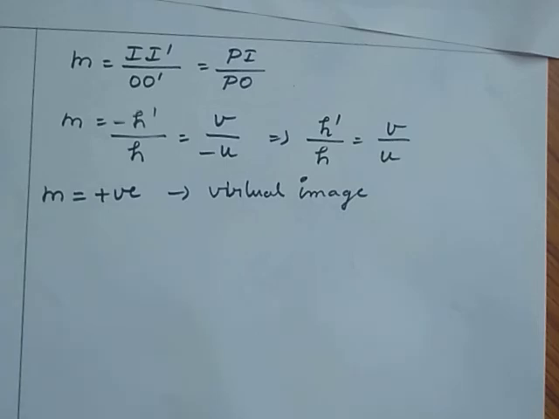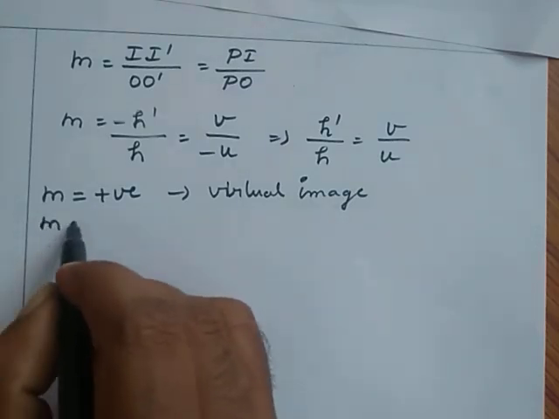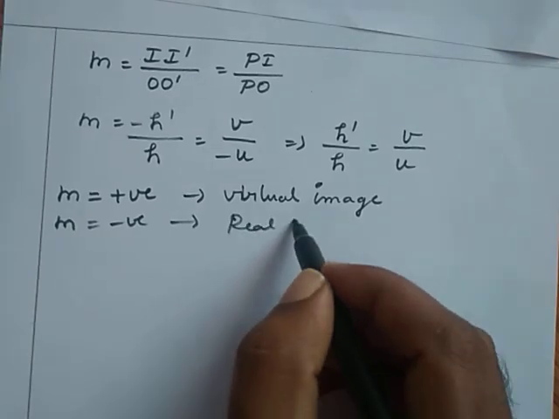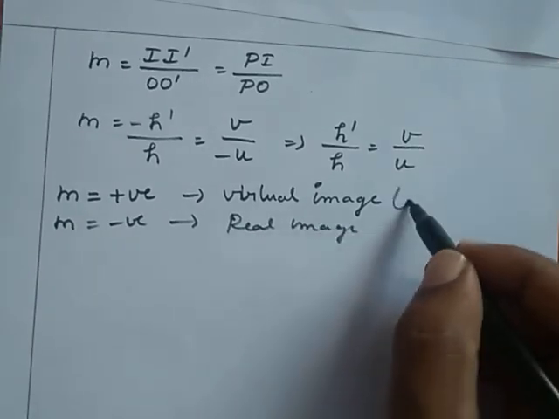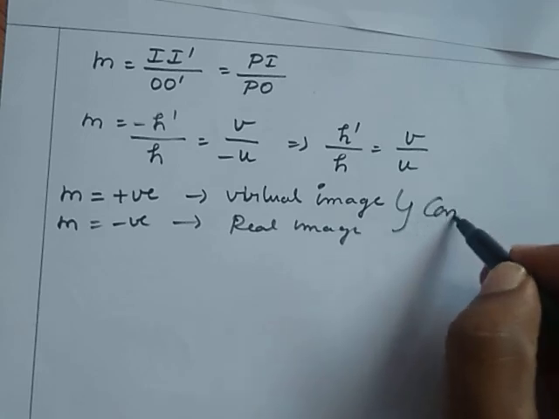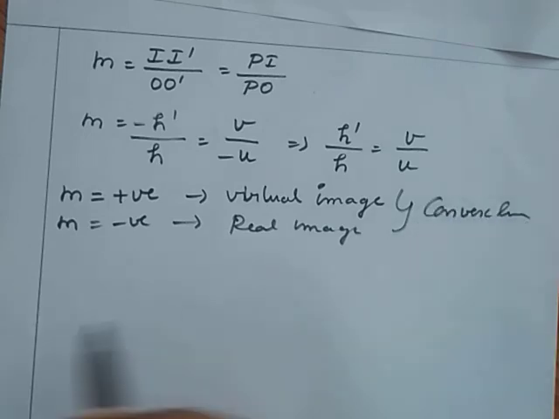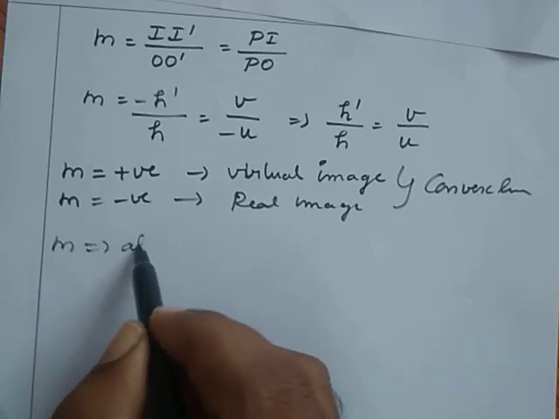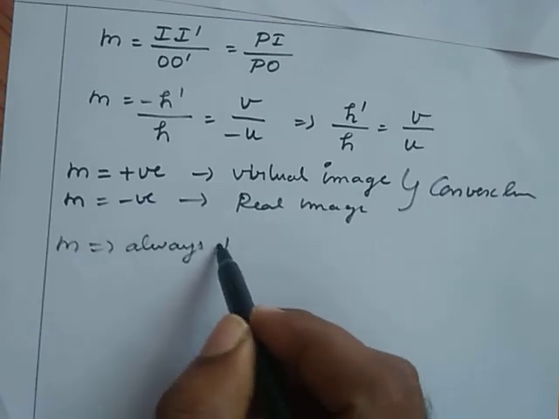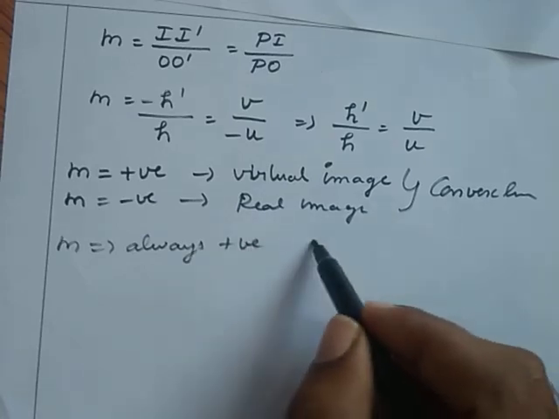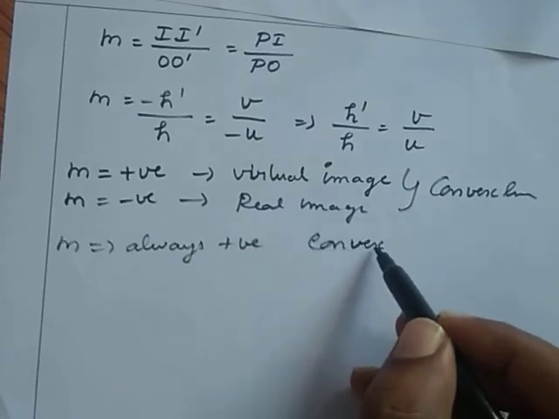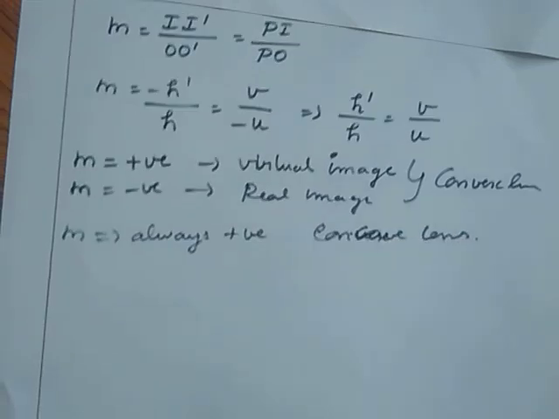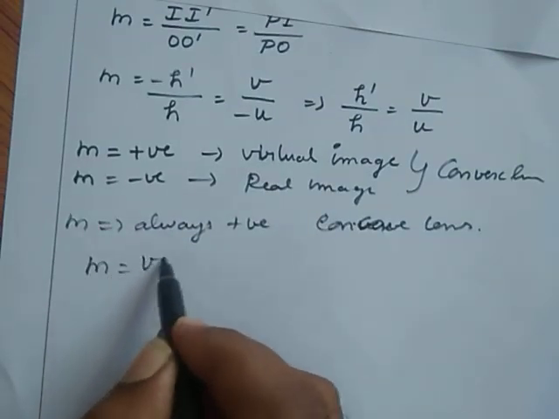In a problem you have to apply the sign convention. If M is negative, that is a real image for a converging lens, that is a convex lens. Then for a concave lens, M is always positive. We know M is equal to V by U.